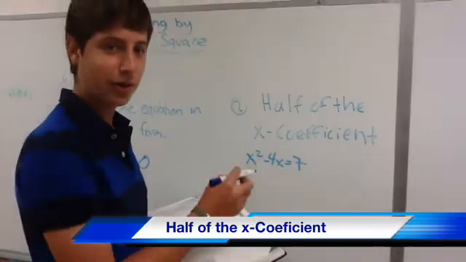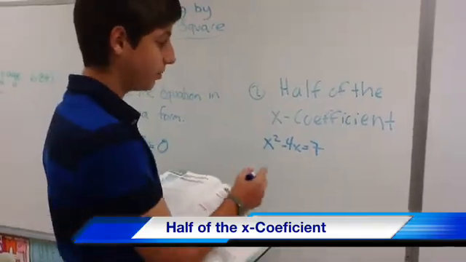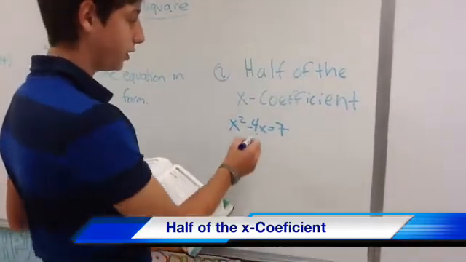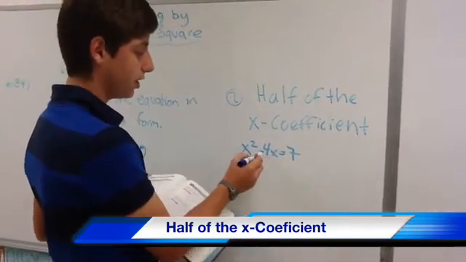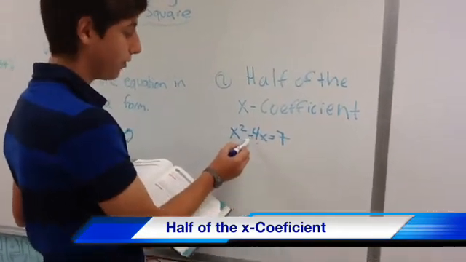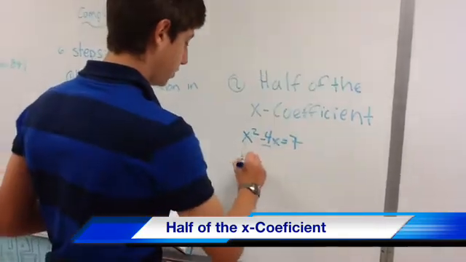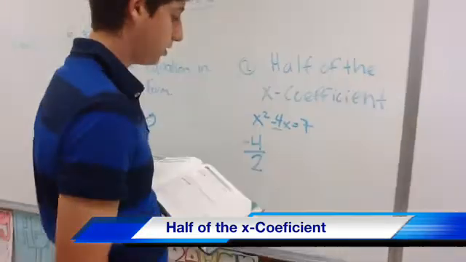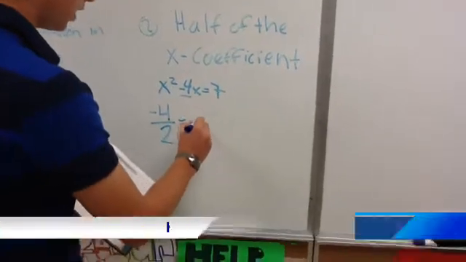Second step is to half the x coefficient. When you talk about the coefficient, it is the number that is before a variable. In this case, it would be the 4 right here. An important part first of all is that you need to take the sign before the coefficient, which would be negative. So you take the coefficient, which is negative 4, and you halve it. If you simplify, it will give you negative 2.